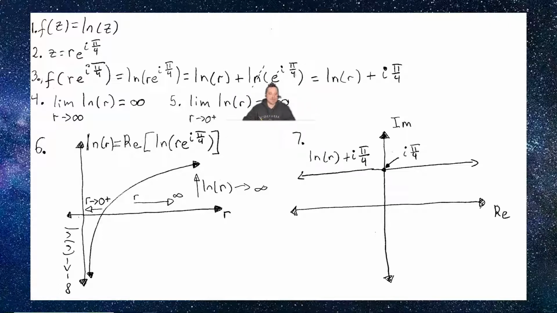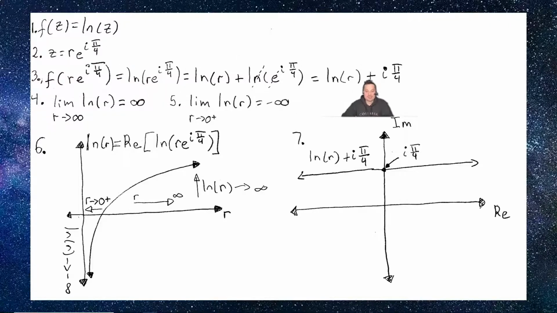Again, a basic power rule for logarithms is that you can take the exponent, i times pi over 4, and bring it down. So it comes out as ln of r plus i times pi over 4 times ln of e. And remember the ln and the e functions are inverses, so they cancel off. The result is ln of r plus i times pi over 4. That's the image under the natural log function of this complex quantity r times e to the i pi over 4.